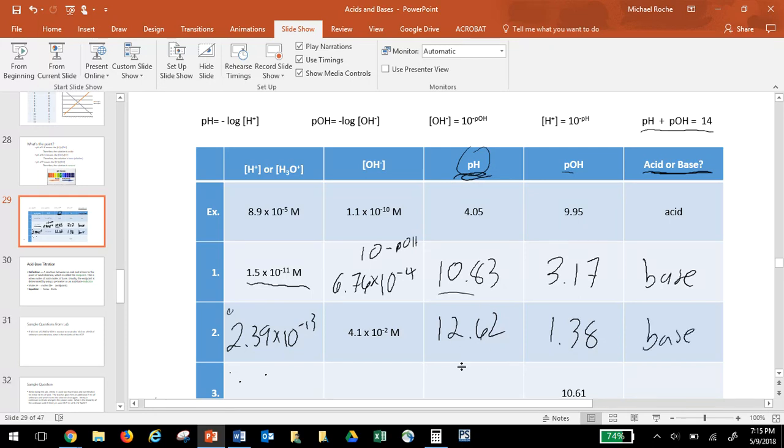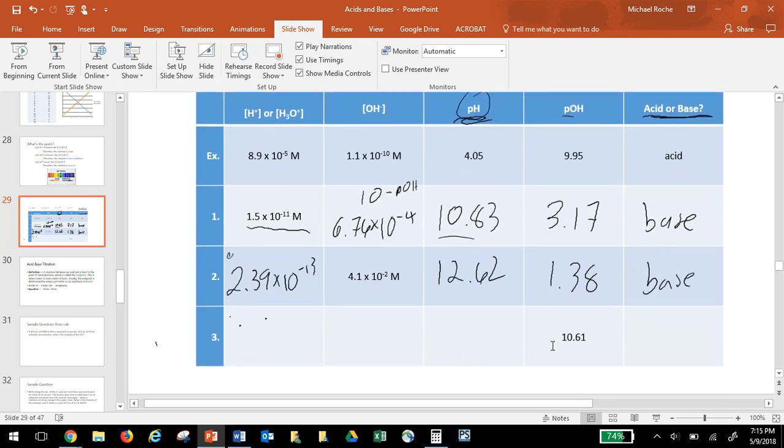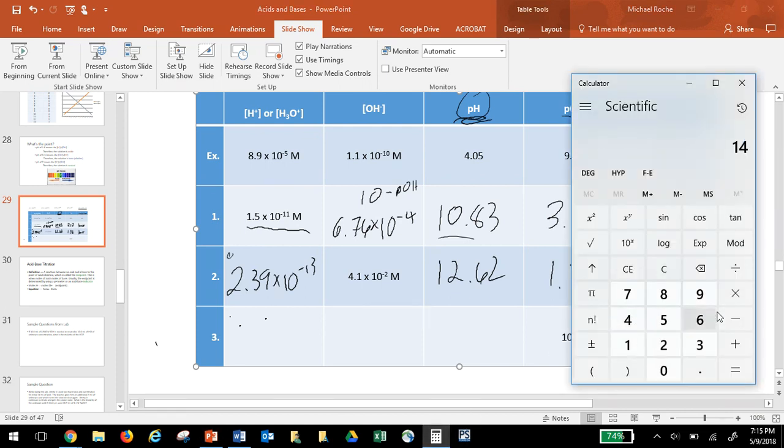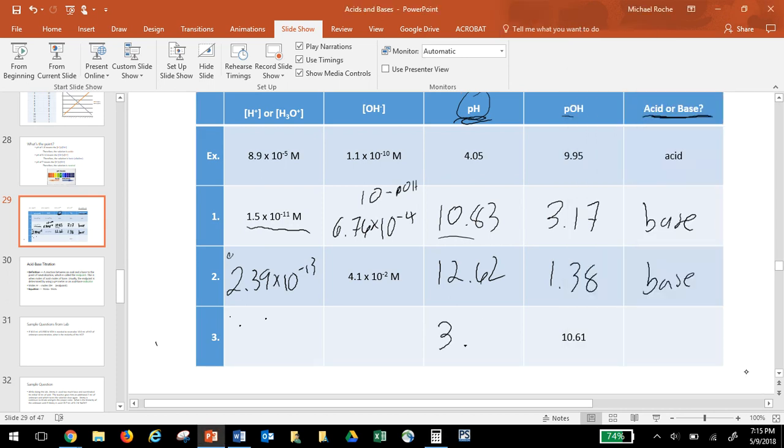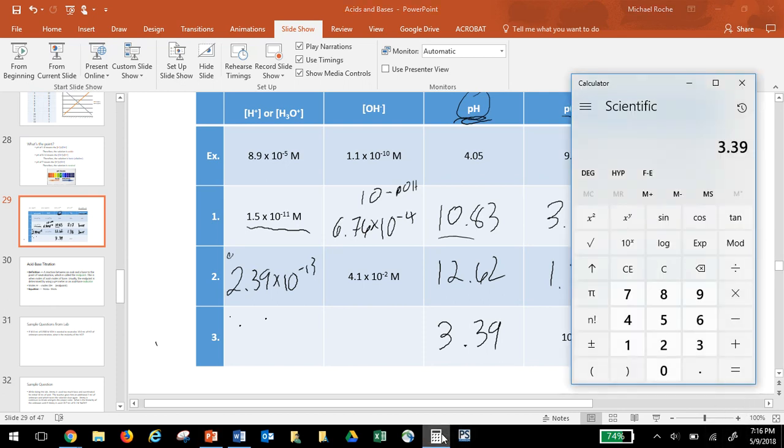So this last one is starting with the pOH. So the pH is easy enough by just taking 14 minus 10.61, I think that's what it said. And that'll give us 3.39. So the pH is 3.39. And then you put 10 to the minus 3.39 to figure out your concentration of H plus. So 3.39, just make that negative and put 10 to that power.